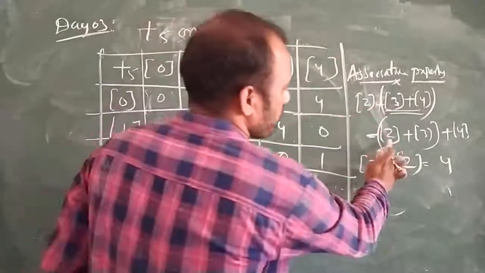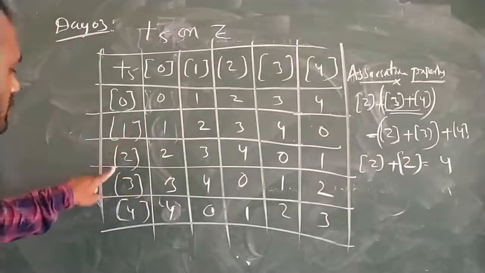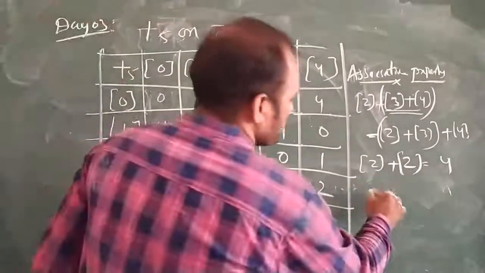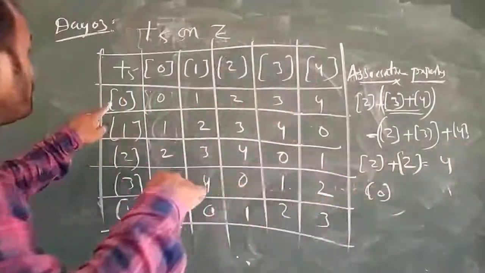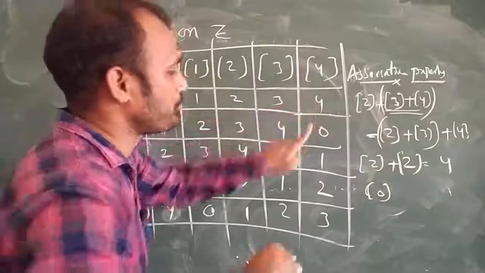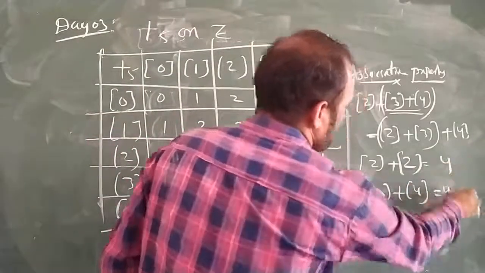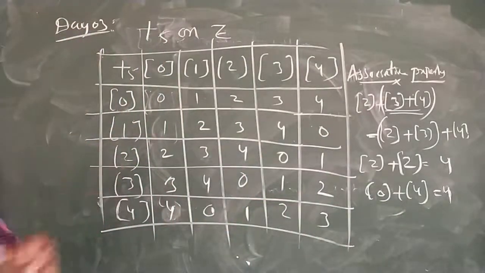Now right hand side. First I have to do modulo 2 plus modulo 3. Modulo 2 plus modulo 3 answer is 0. So modulo 0 plus modulo 4. So 0 plus modulo 4 is 4. So associative property is also satisfied for the given modular arithmetic.